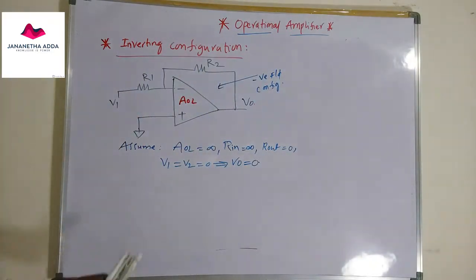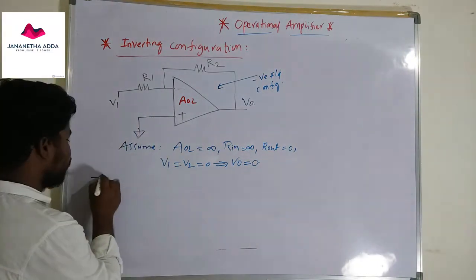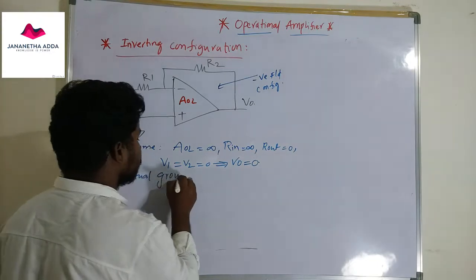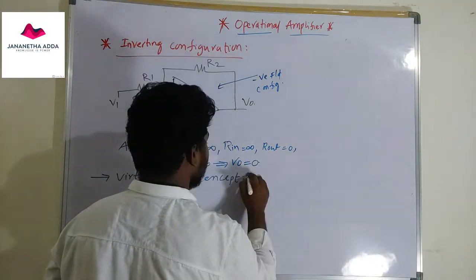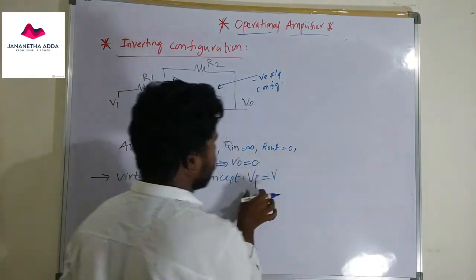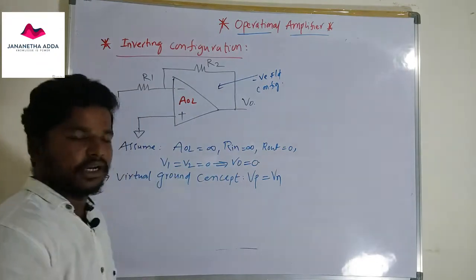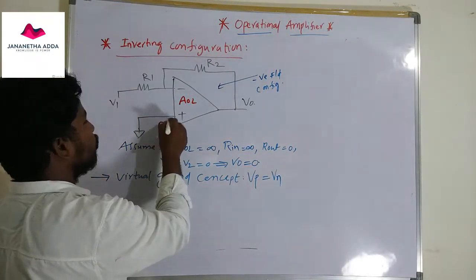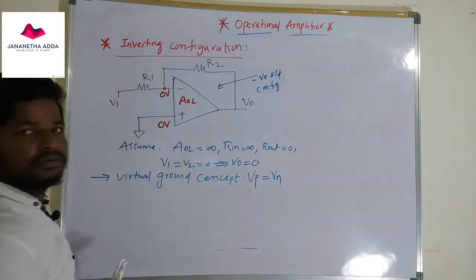So undoubtedly I can apply the virtual ground concept here, that is, the potential at VP, the potential at the positive non-inverting terminal, will be equal to the inverting terminal. In this case, the potential at the non-inverting terminal is 0 volts, then the potential at the inverting terminal will be 0.